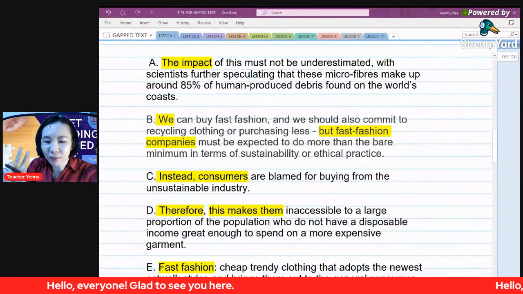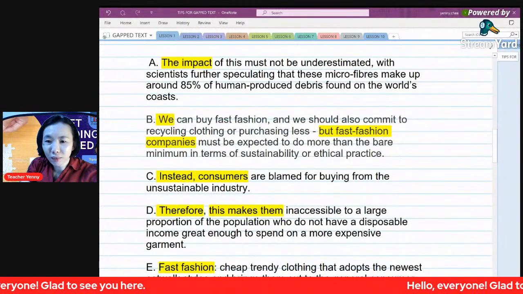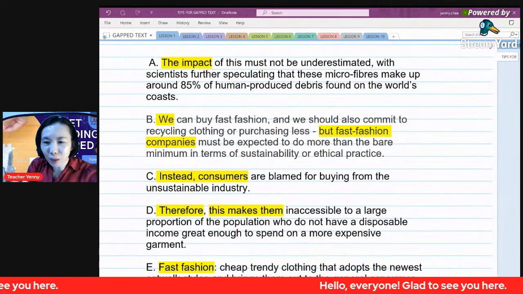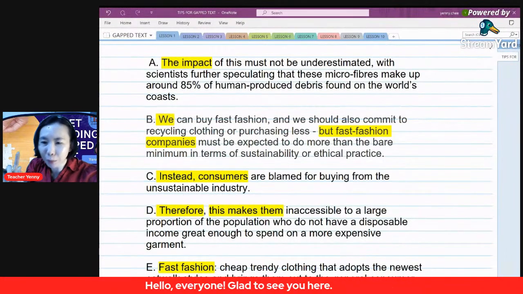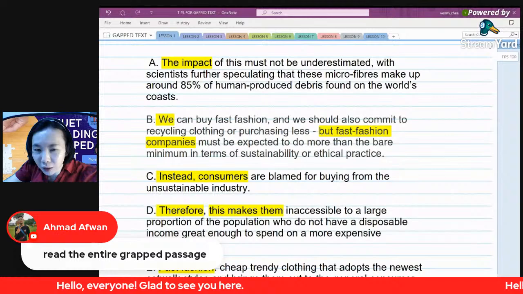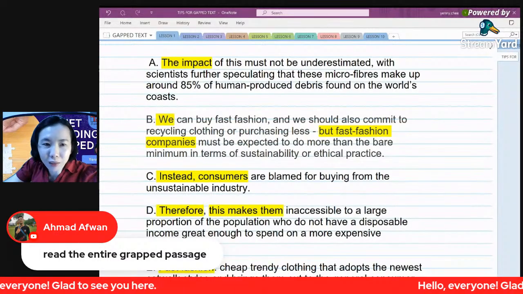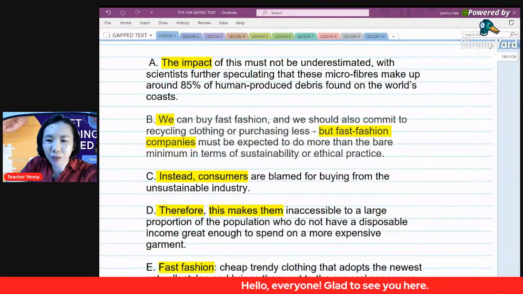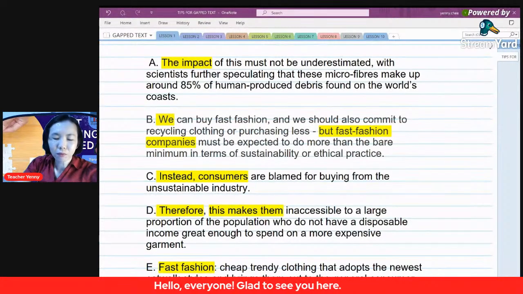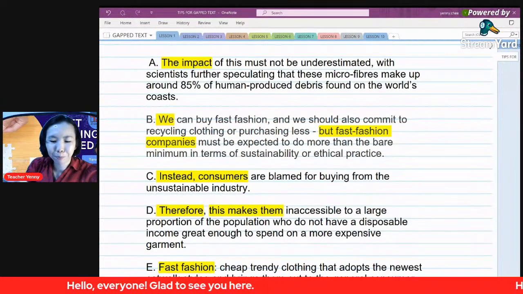What is the second step? Dear students, okay, the first step: read the entire gapped passage. Gapped passage, all right? So what is the second step?